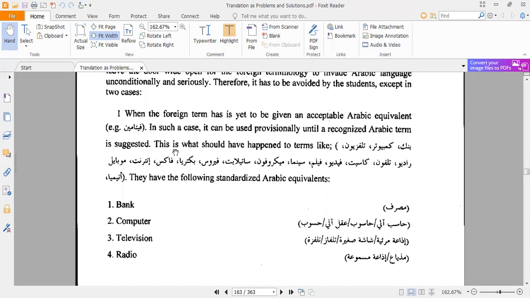We have an Arabic equivalent which is masrif. When we transcribe it as bank into Arabic, this term replaces al-masrif in Arabic, and this is a vital problem. Computer is the same. We have al-hasib al-ali or al-hasub. This term, computer, as a transcribed term replaces الحاسب الآلي, which is an Arabic equivalent term of computer.